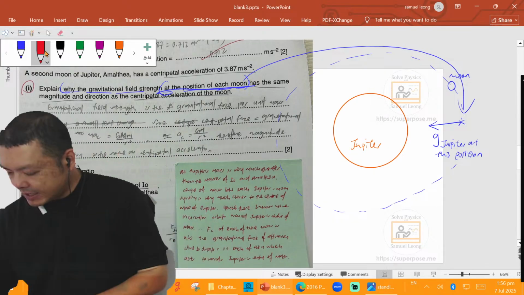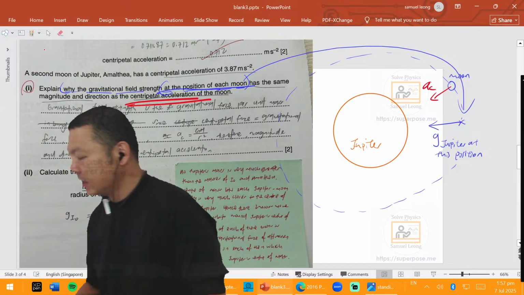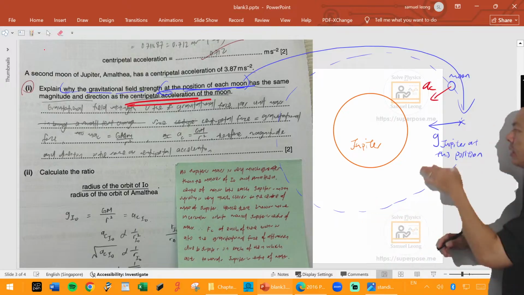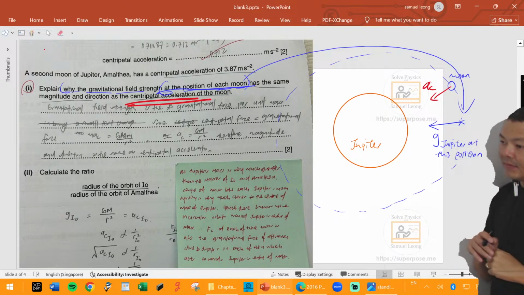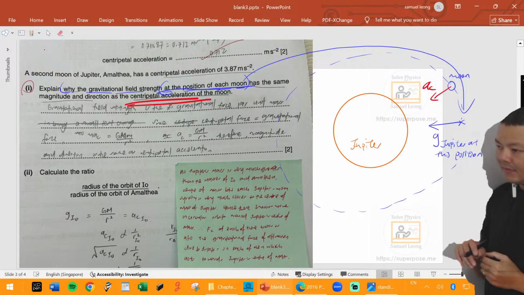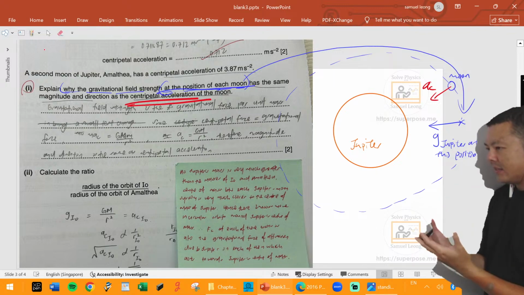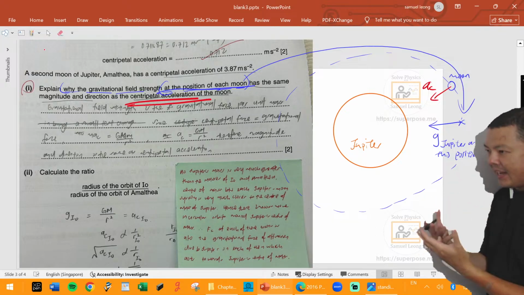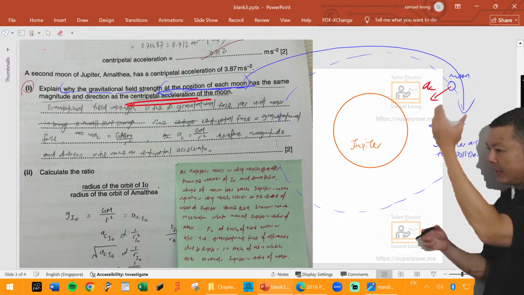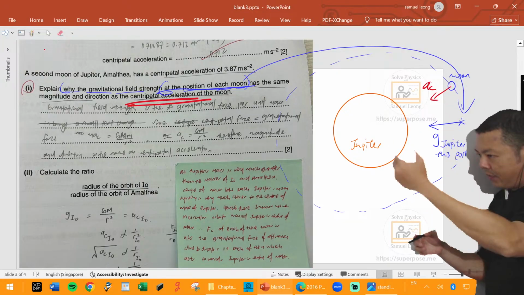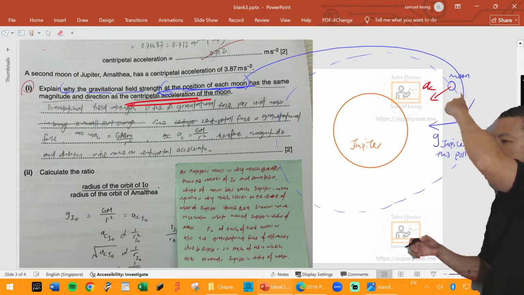Okay. So you're saying that you also agree that there is a centripetal acceleration. Okay. So the question is just asking you, why is this G the same as this AC? You understand the question now? Okay. So how do we answer this? We answer this by just saying that the gravitational force that the moon experiences due to Jupiter provides for the centripetal force that the moon uses to orbit.